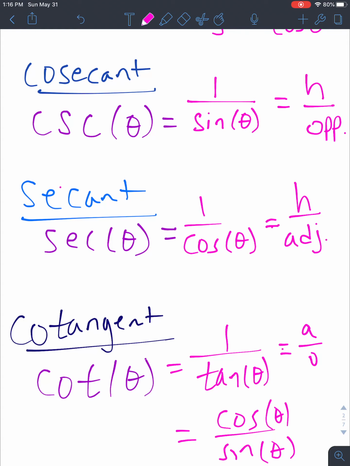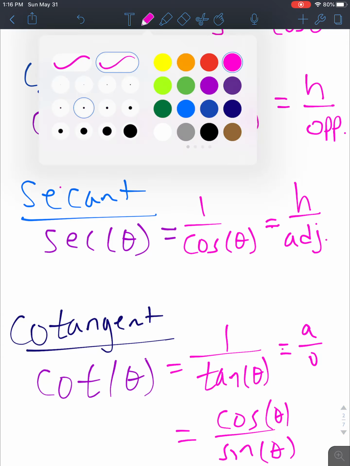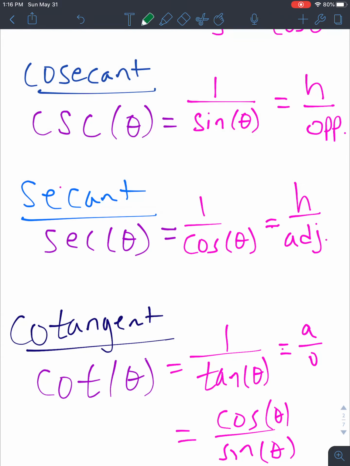It's really just ratios. Let's go ahead and try out an example. This example is going to be an interactive one where you're expected to answer questions along the way.